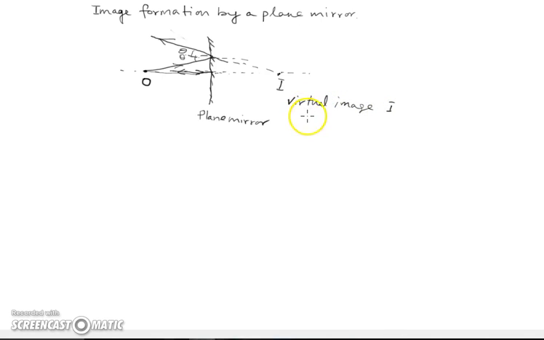I of the object or point object O, and this is my point object, right? So the perpendicular distance of the point object from this mirror, so this angle is 90 degrees, this distance we denote by the letter P. So what is P? P is the object distance.